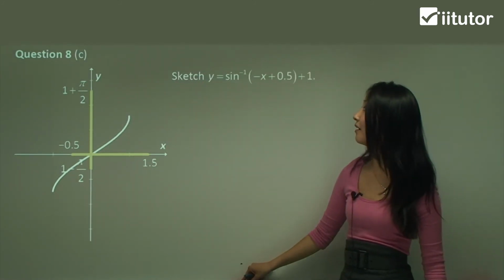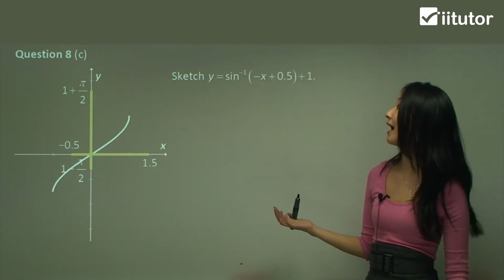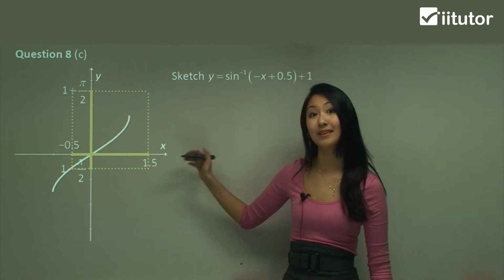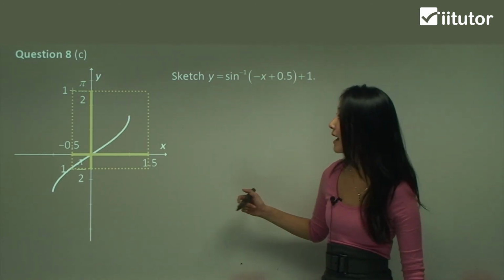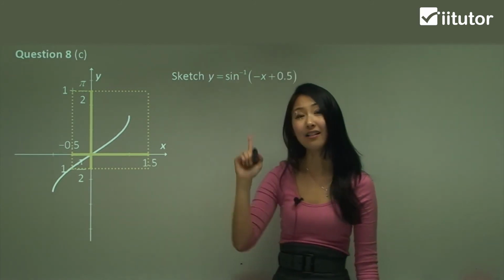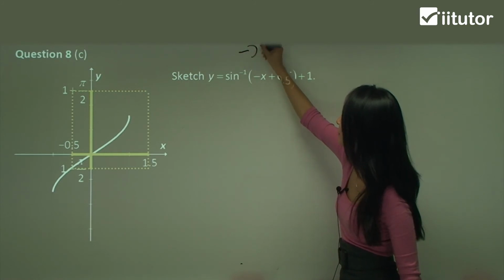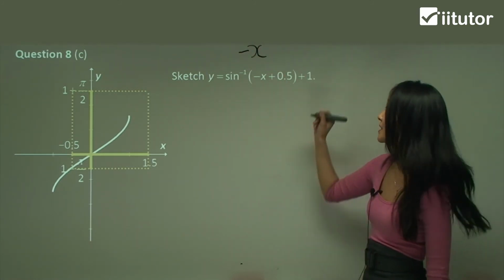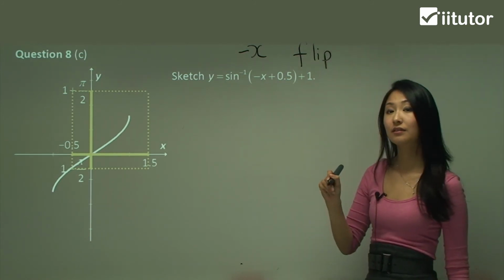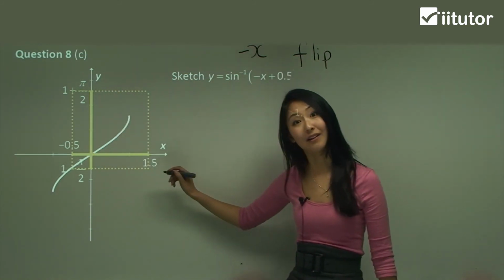Let's consider what the sketch of this function is going to look like. So remember, it has to lie within the region of the domain and range. So it has to be in this region, okay? The other thing was that it's a negative x, okay? Which means we want to flip the curve. So instead of it being like that, it's going to be the other way around.